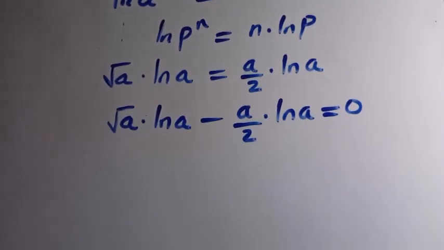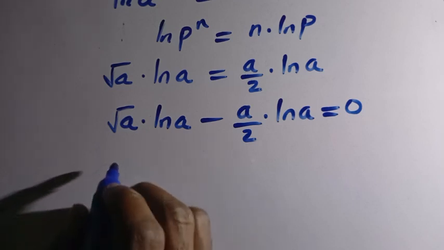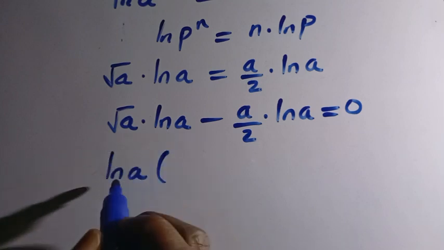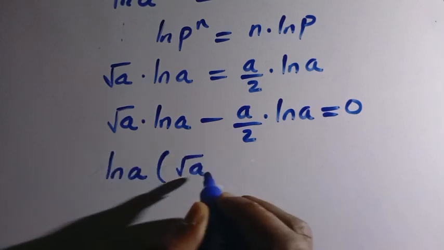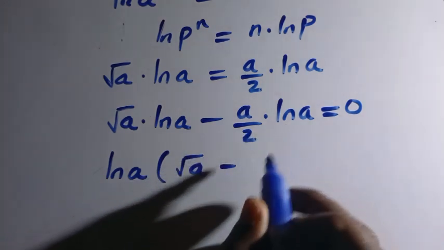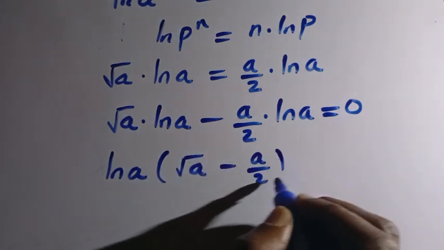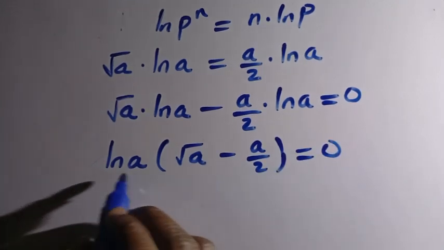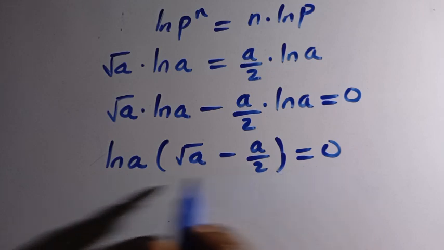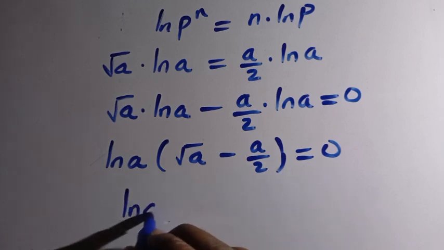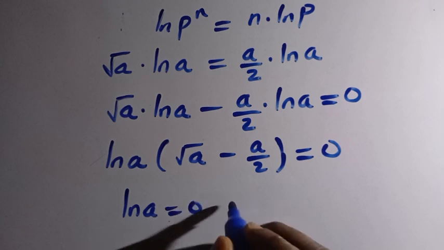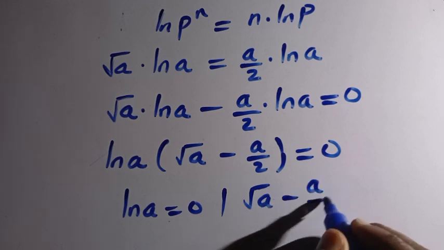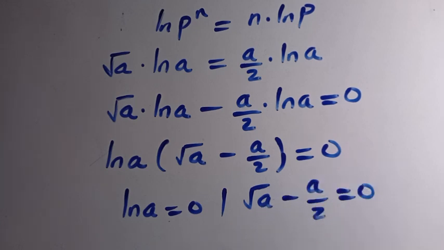And from what we have here, we have ln a which is common to them. So we factor out ln a, and in the bracket, we are left with square root of a minus a divided by 2, and this equals 0. So by what we have here, if we want to make the whole of this expression equal to 0, it means that we are going to let ln a here equal to 0, or we have square root of a minus a divided by 2, everything equals 0.